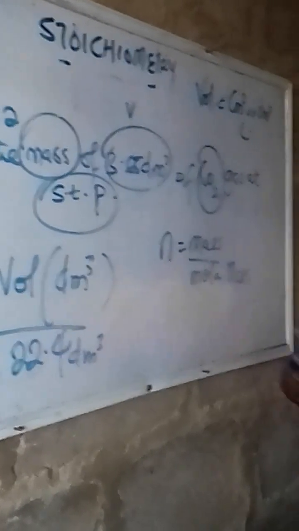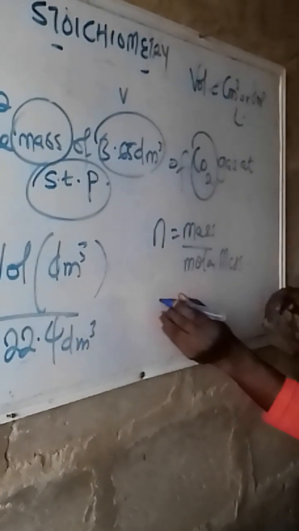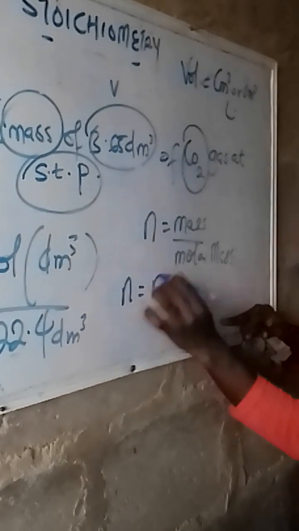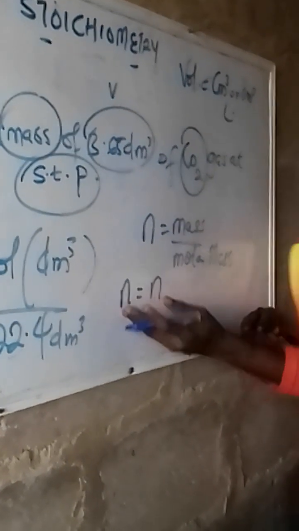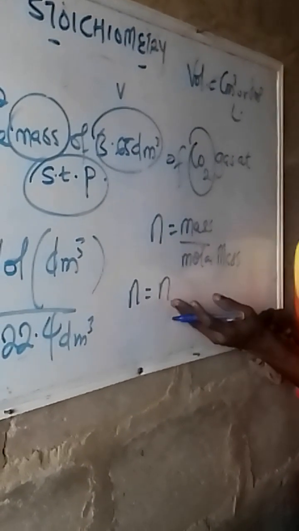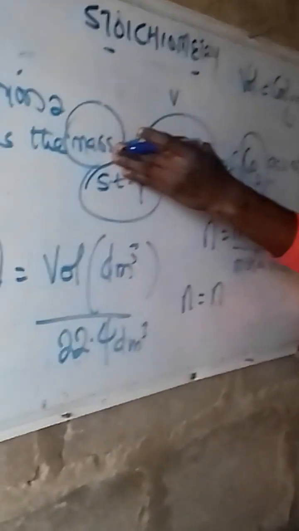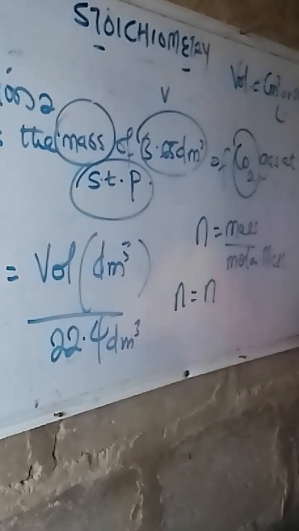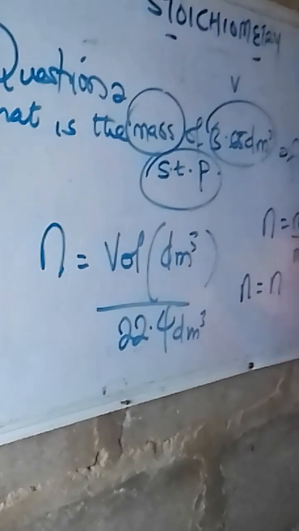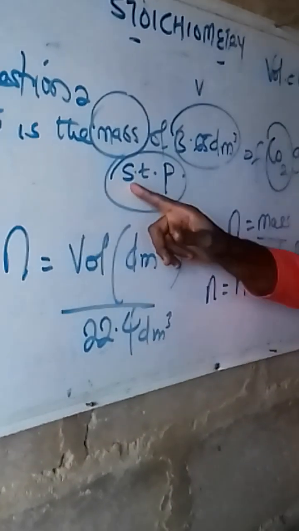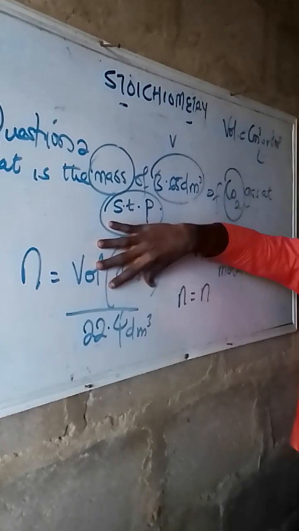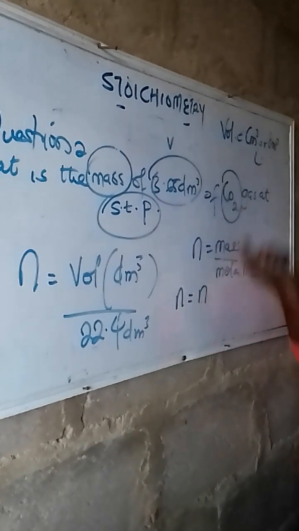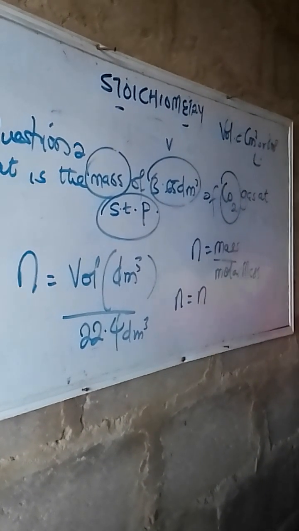Now let's match that together. N equals N, isn't it? But do we need N? No. What are we asked to calculate? Mass. Now you match this with this. What is the scope that lets us know which formulas we are going to use? Just check here, STP. Whenever you see STP, this formula. Whenever you see mass, this formula. Are we together?